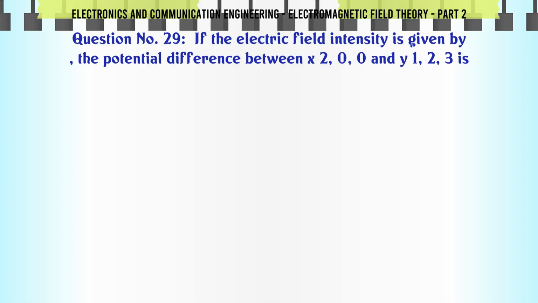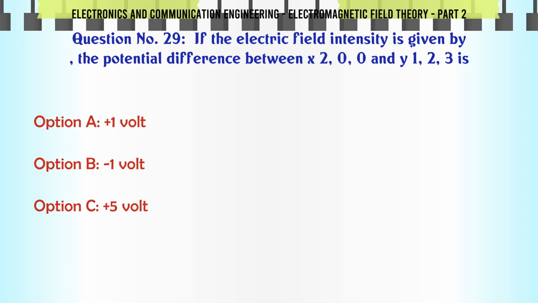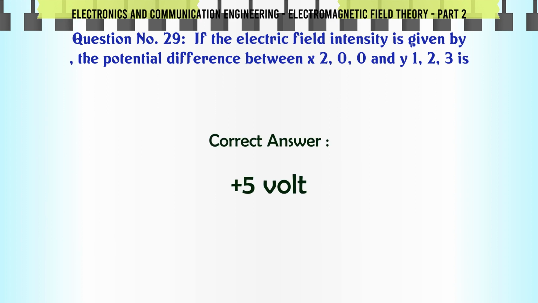If the electric field intensity is given, the potential difference between X200 and Y123 is: A 1 volt, B 1 volt, C 5 volt, D 6 volt. The correct answer is 5 volt.